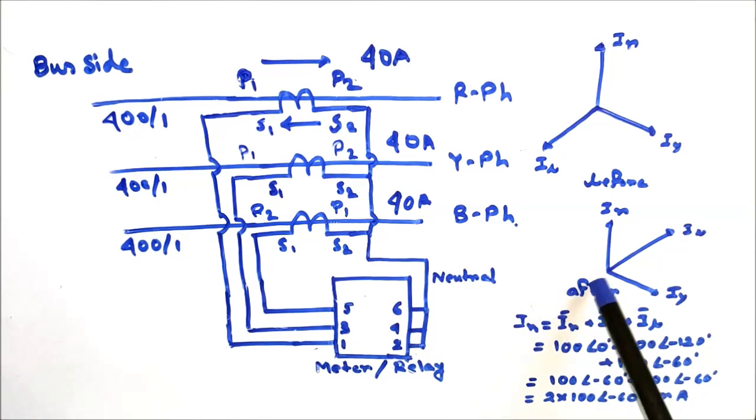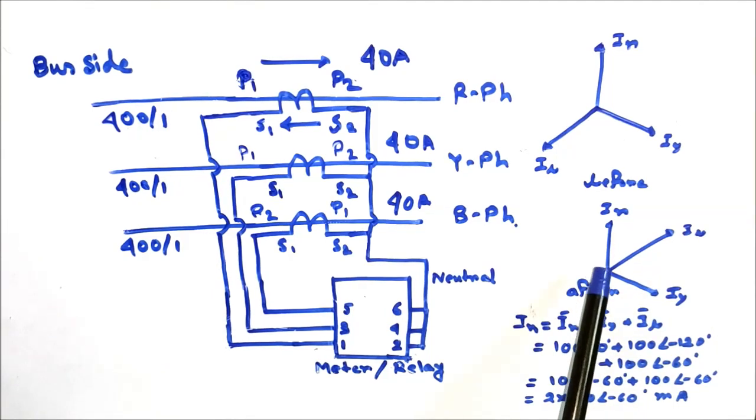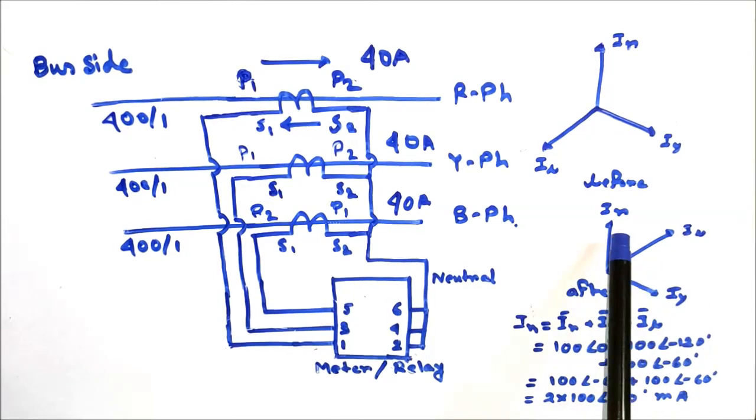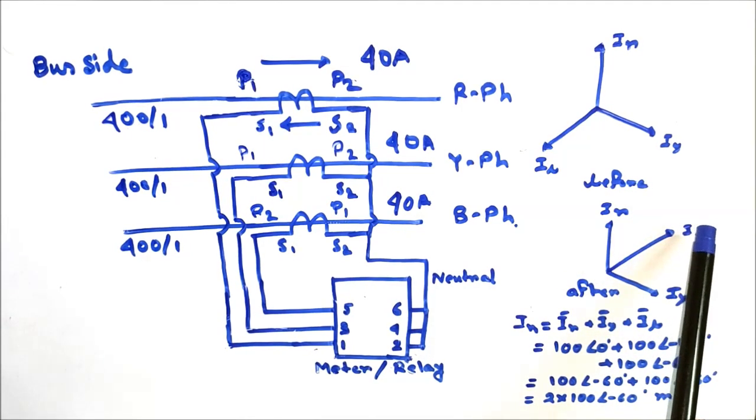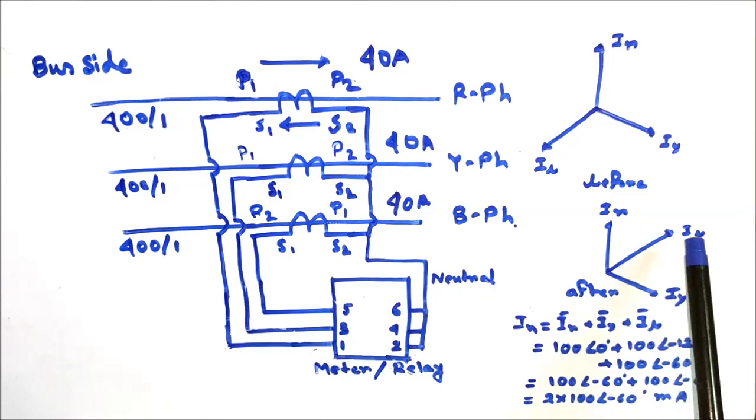Earlier it was in this direction, that is 100 at an angle of plus 120 degree. Now it will be 100 at an angle of minus 60 degree. Since the three currents are balanced, that is the magnitude is the same, the sum of IR plus IY will be I at an angle of minus 60 degree. So IN is equal to IR plus IY plus IB. Now IR is equal to 100 at an angle of 0 degree, and IY is equal to 100 at an angle of minus 120 degree. But in case of IB, there will be a 180 degree phase shift, that is it will be 100 at an angle of minus 60 degree. This is the phase for IB in the secondary current.